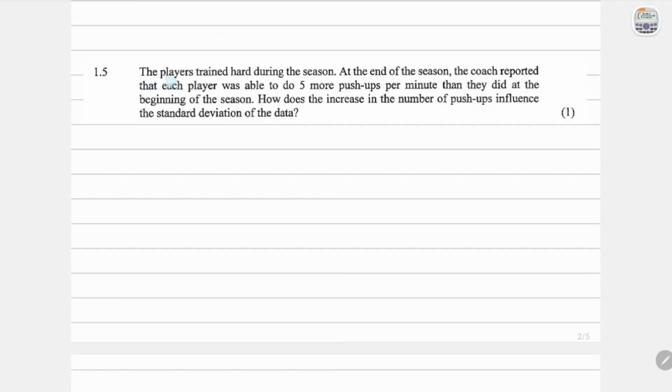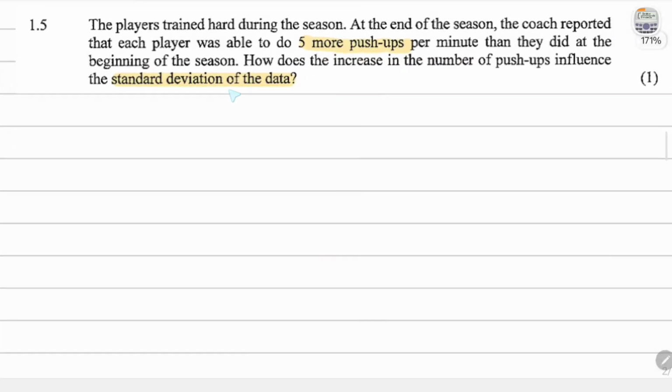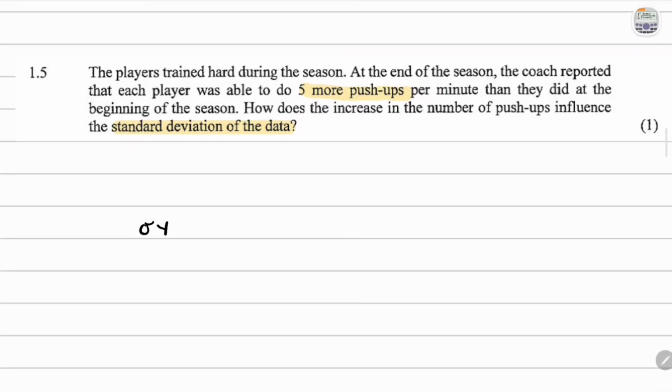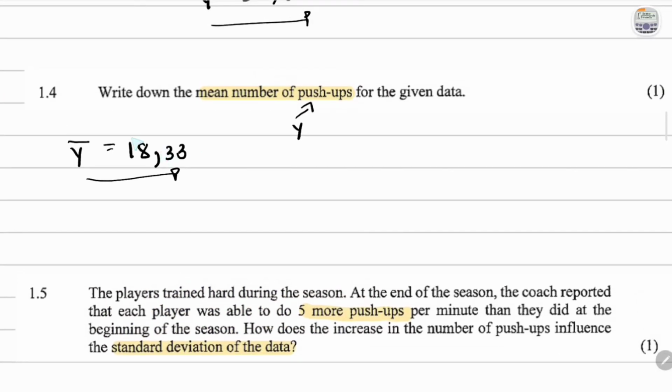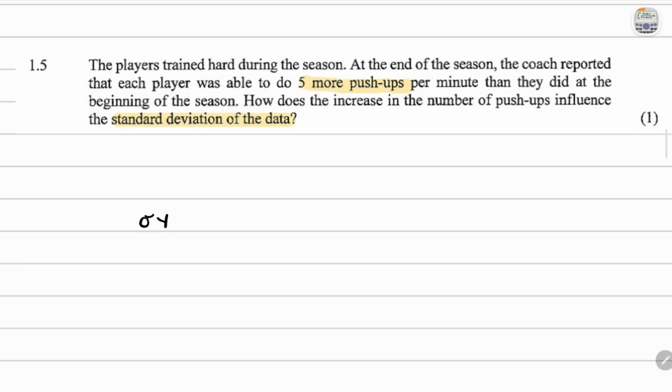Question 1.5 says, the players trained hard during the season. At the end of the season, the coach reported that each player was able to do 5 more push-ups per minute than they did at the beginning of the season. How does this increase in the number of push-ups influence the standard deviation of the data? Okay, so let's speak about standard deviation and what it really does. We're looking at the standard deviation of the Y values. You see how the mean push-ups was 18, right?